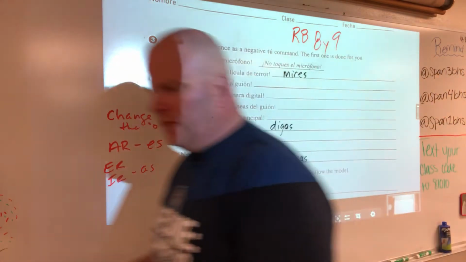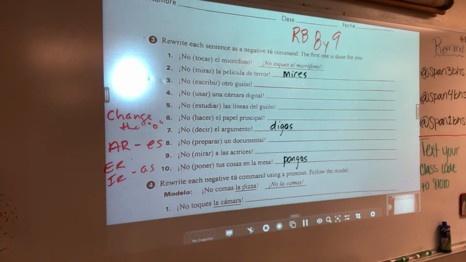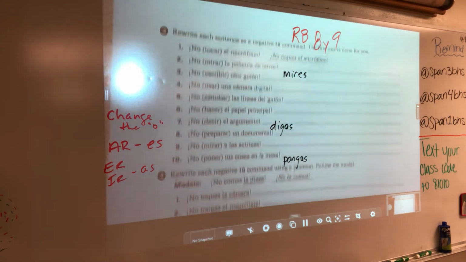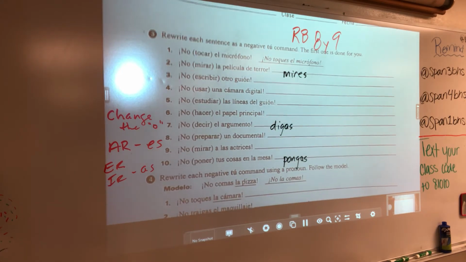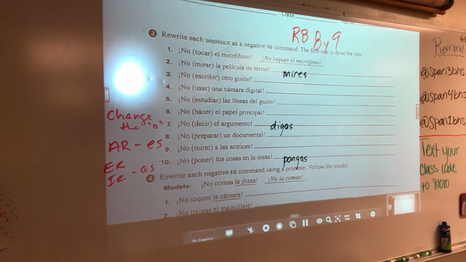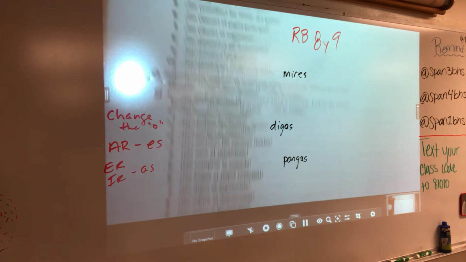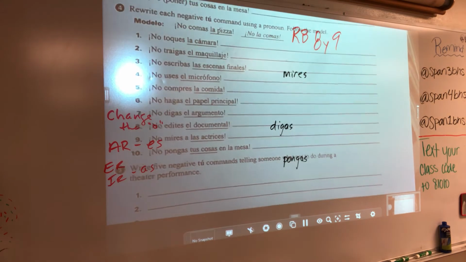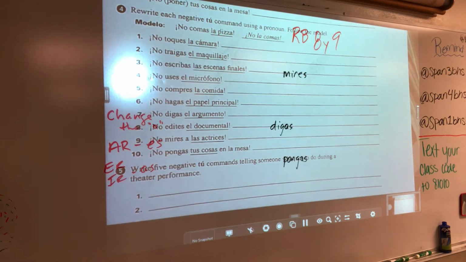All right, let's go down to the bottom part. Did you notice the example there, número uno? It's tocar. Notice the spelling change, and they wrote that out for you: no toques el micrófono. So we've got to make sure to do those spelling changes on the car, gar, zar verbs. Here's actividad cuatro.